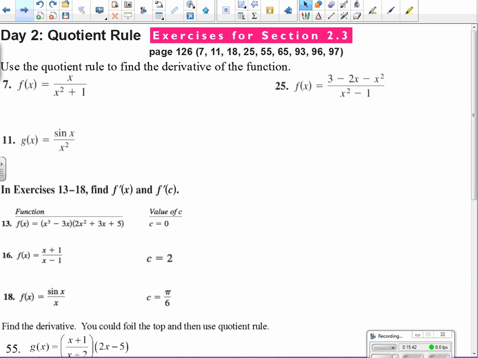Your homework looks like problem 7, 11, and so on. You should be able to get this worksheet handed out to you because I printed it for you.